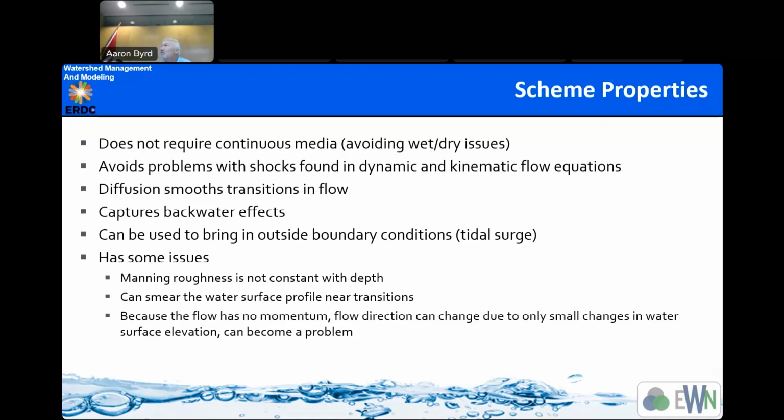The other, probably more problematic thing, especially for hydrology, is that because the flow has no momentum, flow directions can change due to very small changes in water surface. This can be a problem. You can start kind of sloshing, especially if the water surface is very flat, and then there's a tiny little change and it goes one way and it overflows, and then it gets a tiny little change and it starts to just kind of wiggle. If you get these wiggly water surfaces, or worse, if it gets out of control, it can start to go dry or even negative.